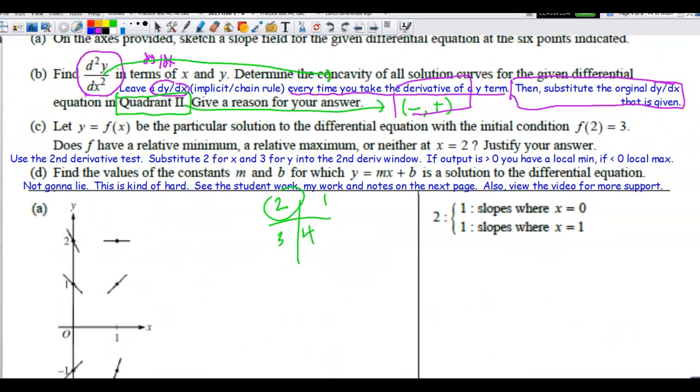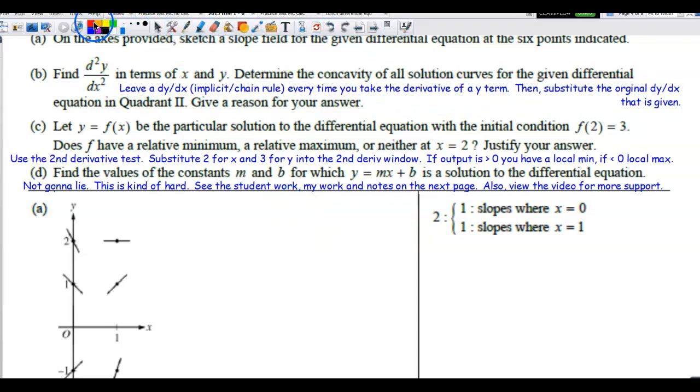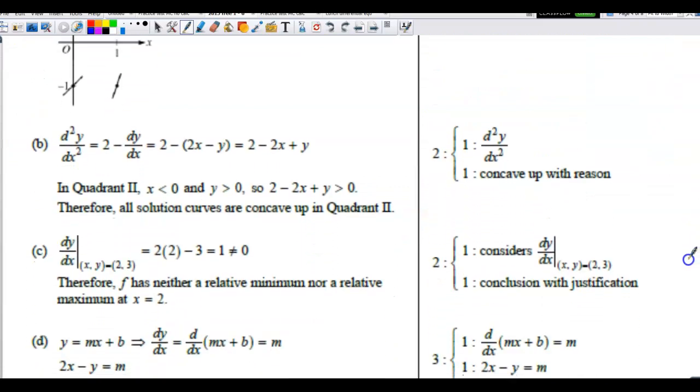And then finally, in letter C, I'm going to clear the board again. So in letter C, let me get my pen here. Find the values of the constants m and b for which y equals mx plus b is a solution to the differential equation. As you can see in my notes, I said, I'm not going to lie, this is kind of hard, so I'm going to show you different ways to do this and try to explain it to you. If you got it, you should be really proud of yourself.